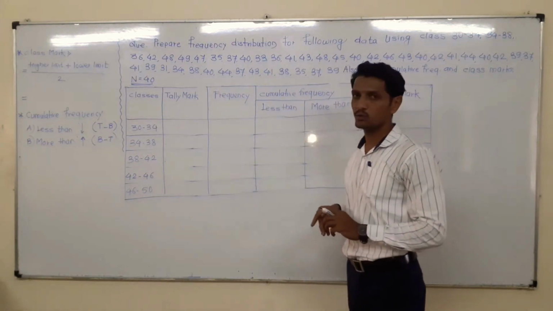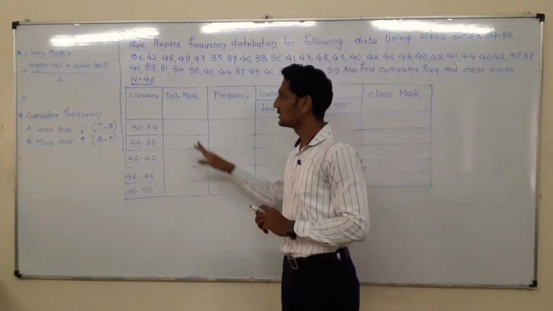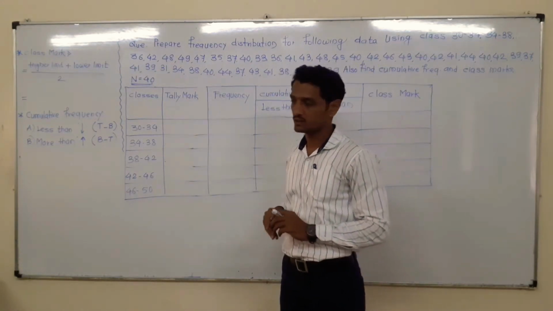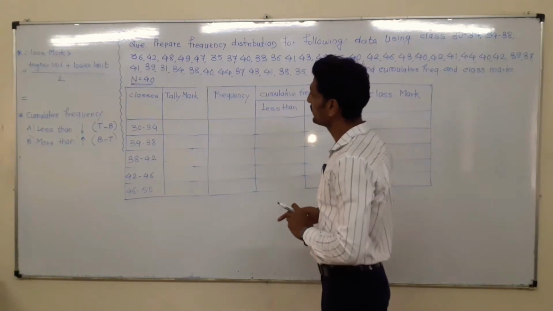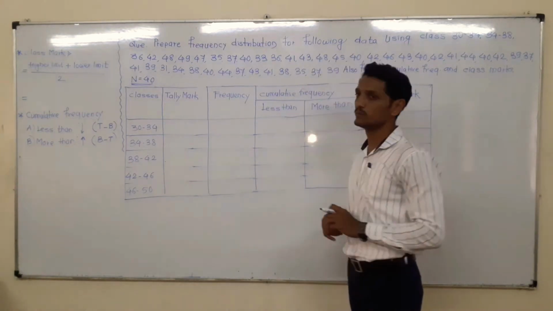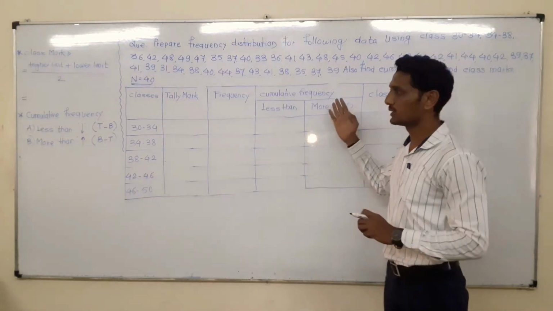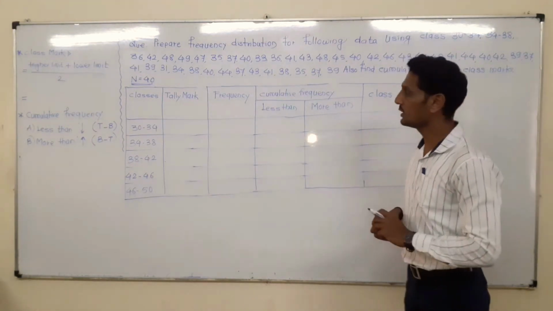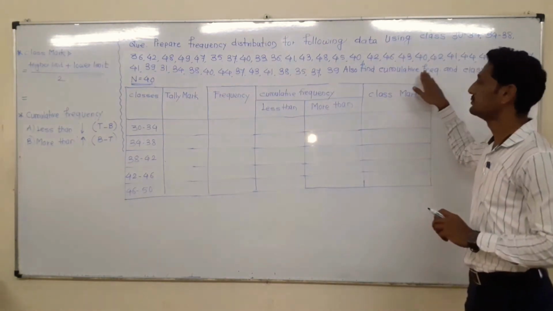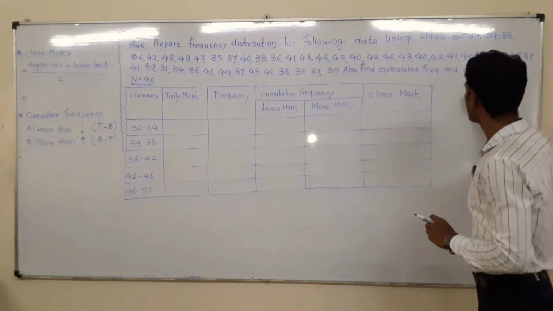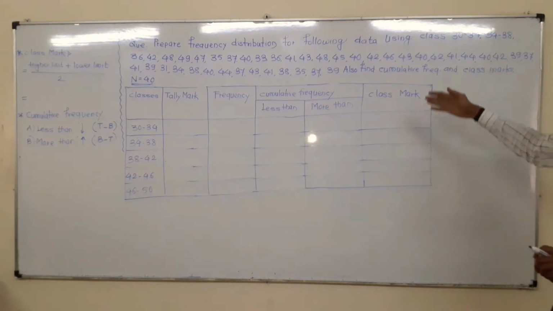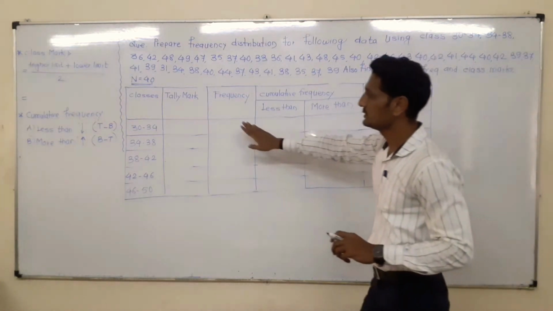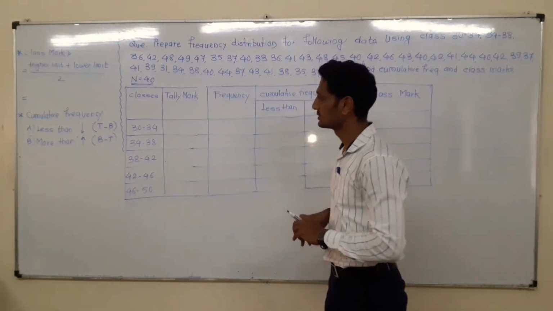For this we are going to use the tally marks method. In this method we are going to prepare a frequency distribution for the following data. Also we have to find the cumulative frequency and plus marks. We will see that after finding the frequency by using tally marks.